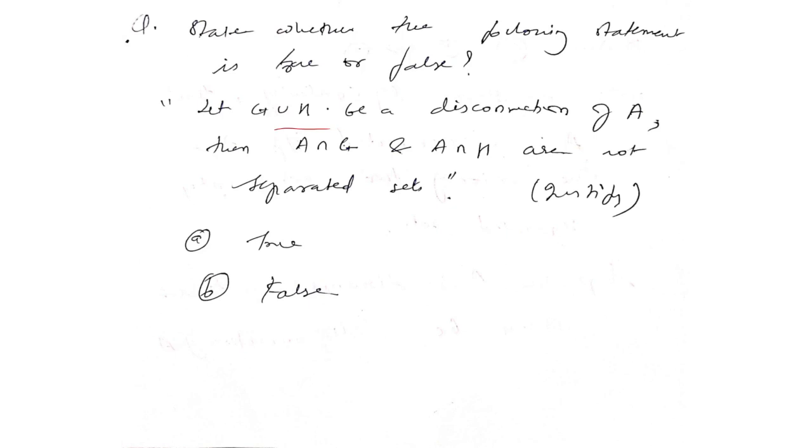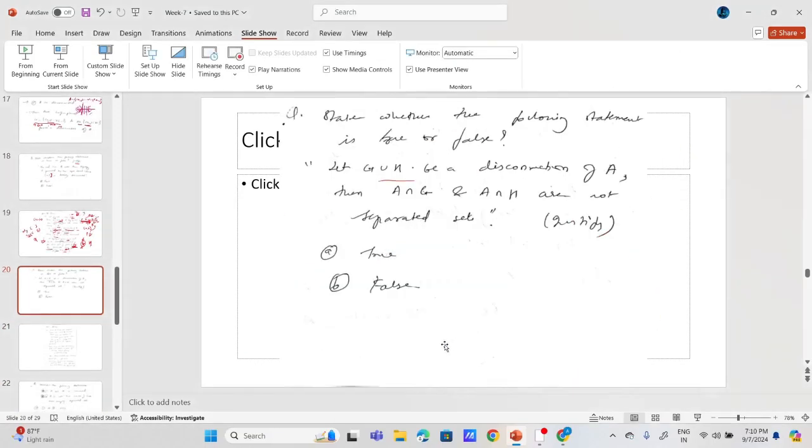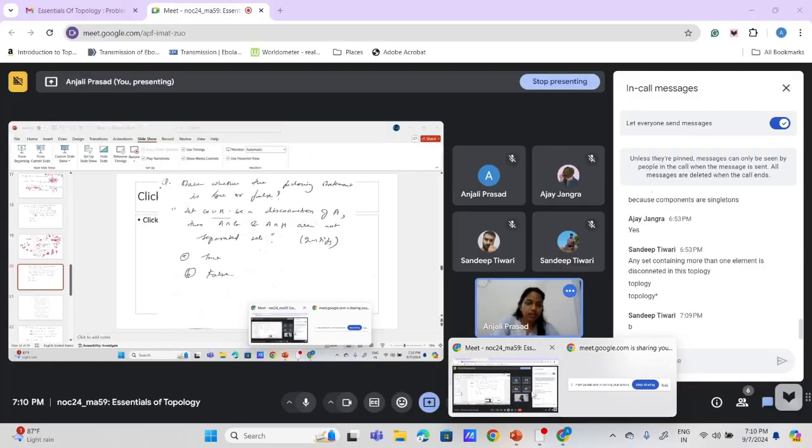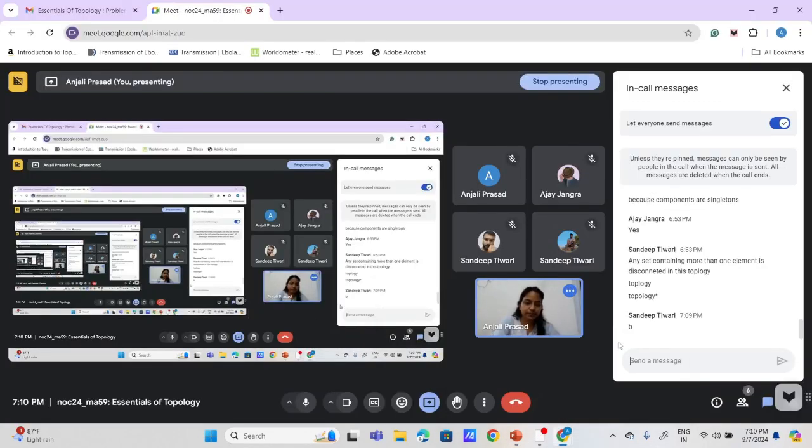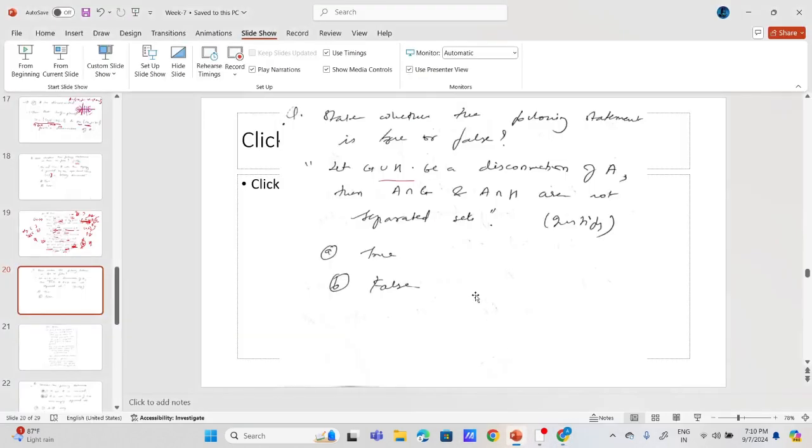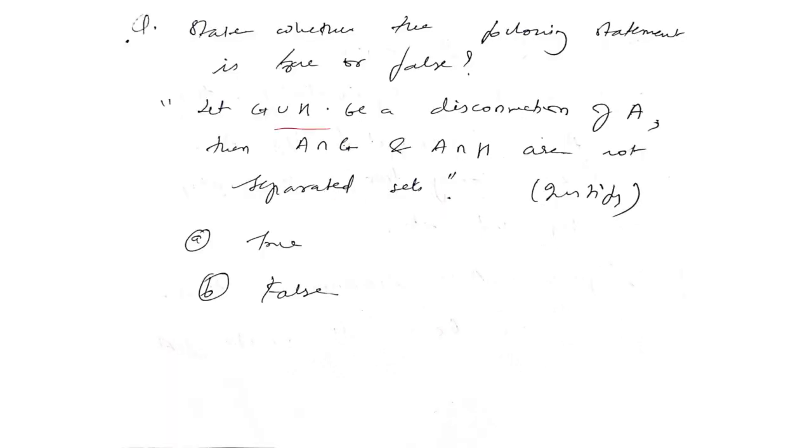Yes, you are getting it as false. Can you try to justify it? Like hints? How can we proceed to prove it? Ma'am, these G and H are forming a disconnection, so G and H will be open subsets of A. Yes. So G is a subset of A and H is a subset of A. So A intersection G will be G, and A intersection H will be H.